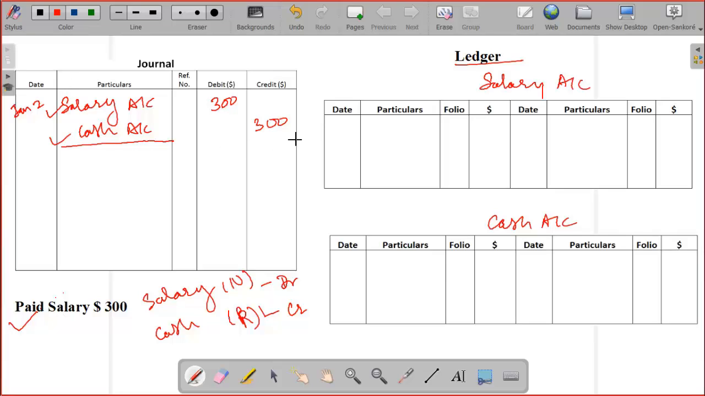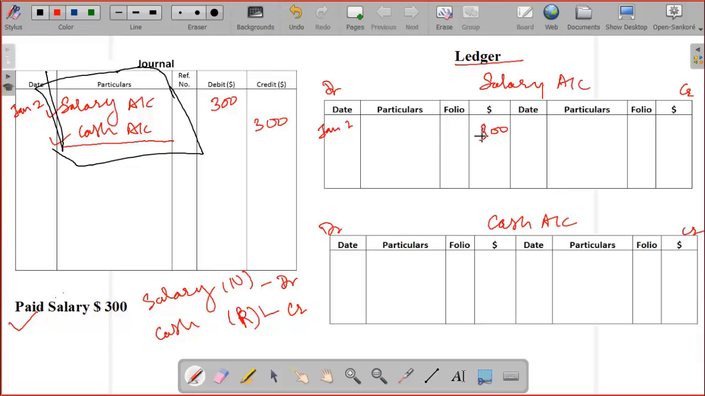Now in the entry, tell me, is salary account debited or credited? This is the entry. So see, this is the debit side of the account and this is the credit side. Same thing here. Now in the entry, salary account is debited, so we will make posting on the debit side. So on the debit side, first we will write the amount $300, and then we will write the date January 2nd.